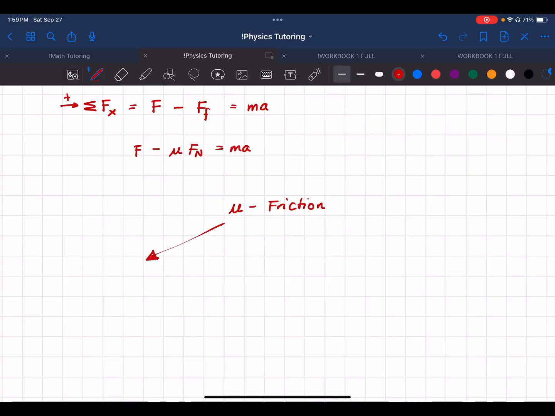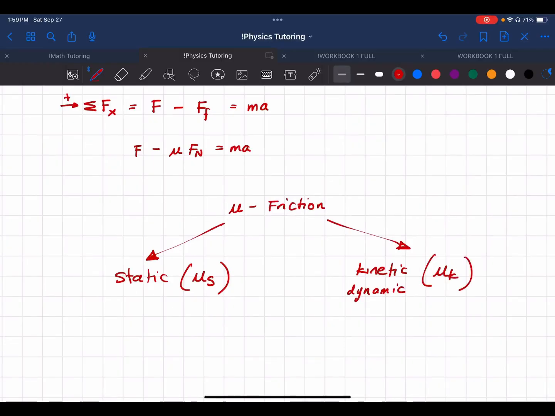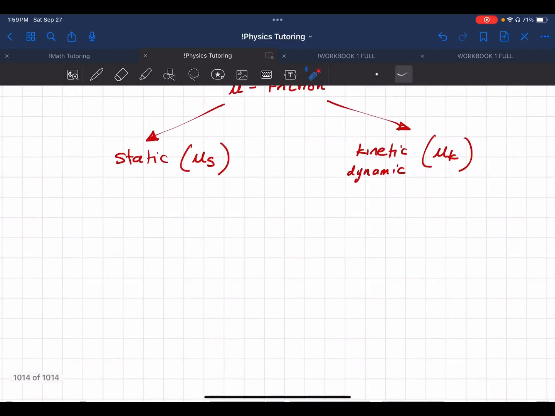I have something called static. The way they do that is they call it mu s for static and mu k for kinetic, or some fancy people call it dynamic, whatever they want to call it. So mu s, the static friction, will always be bigger than my kinetic.